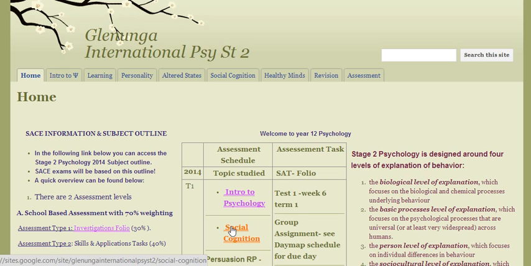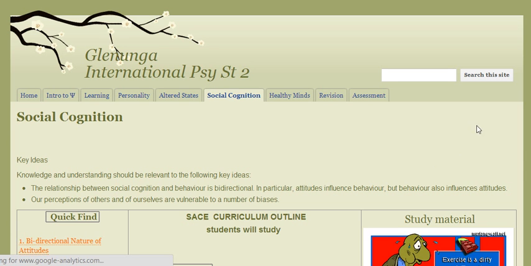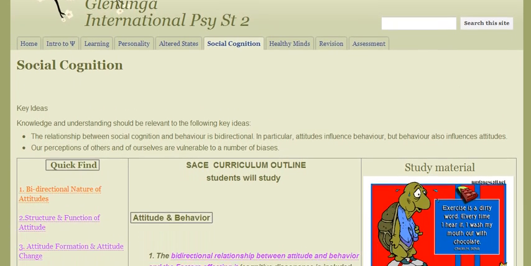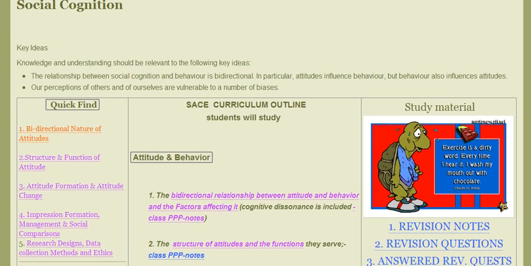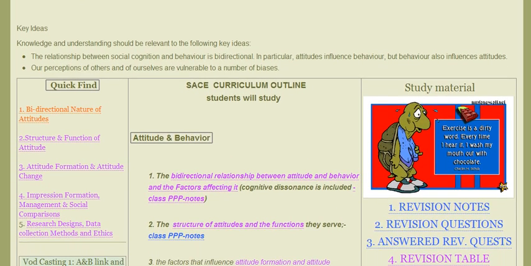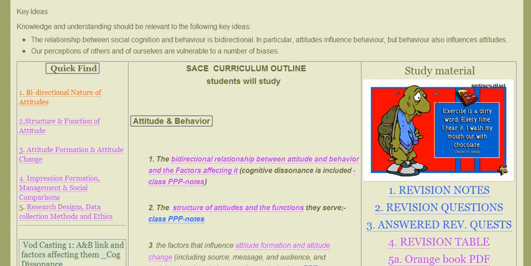And this video is a walkthrough of what is included in the social cognition topic and what the subject outline requires us to learn. We need to discuss mainly the relationship between attitude and behavior, and how attitudes influence behavior and behaviors actually have an impact on our attitude in a bi-directional way.